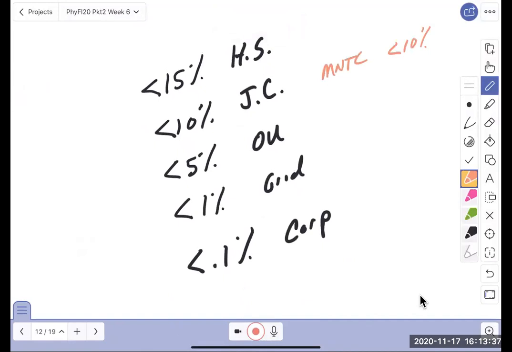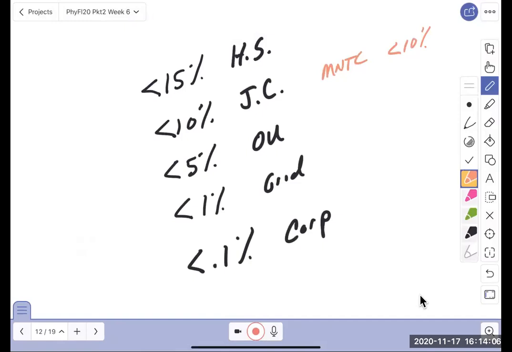So, but really, I wouldn't accept 28% error without explanation. Most high schools are about 15%. Don't be any worse than that. Junior college should be within 10%, like OTRIP or Rose State or something. OU undergrad, if your lab is within 5% of what it's supposed to be, you can write off a lot of the other stuff by saying human error, friction, whatever.